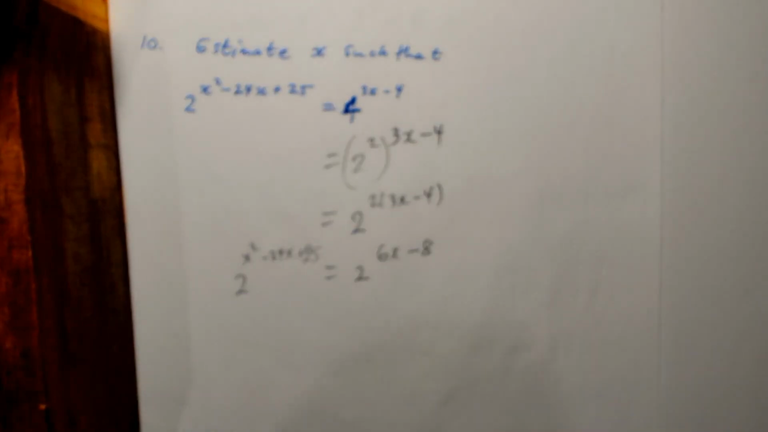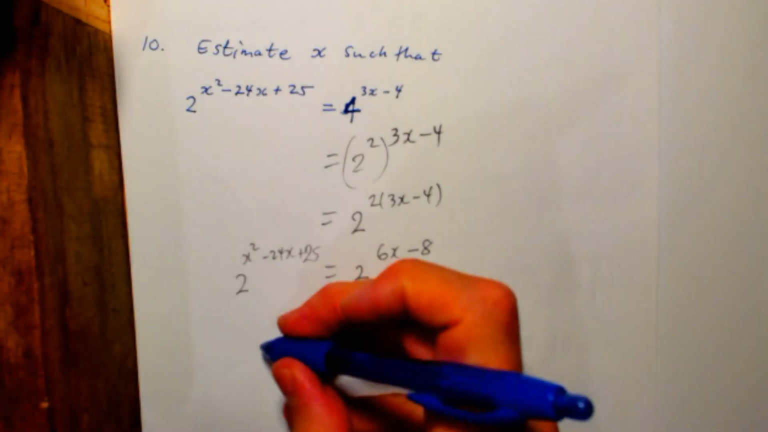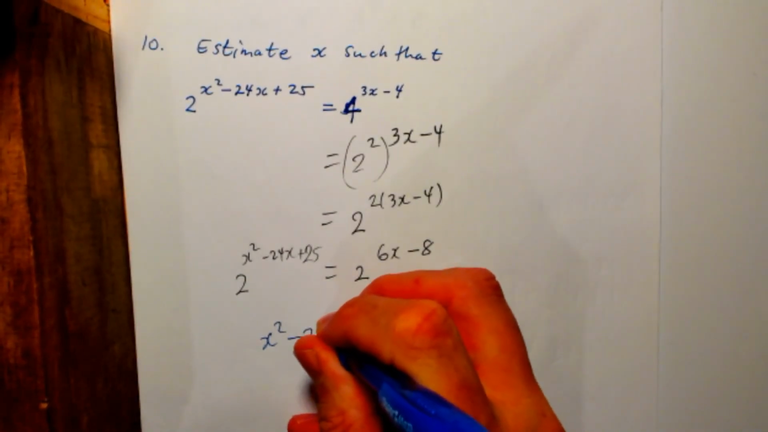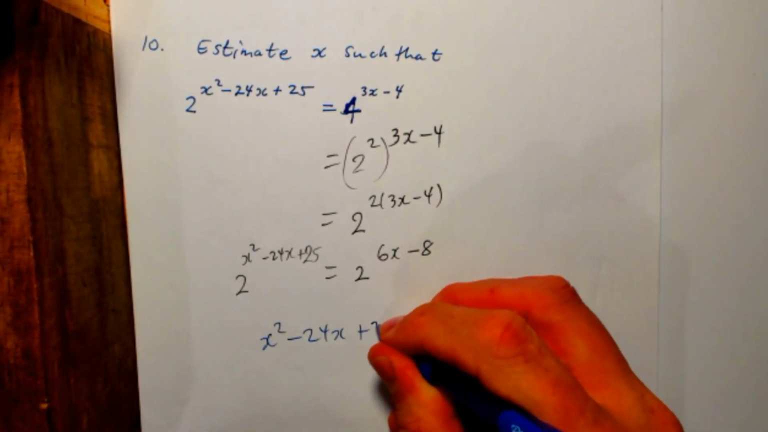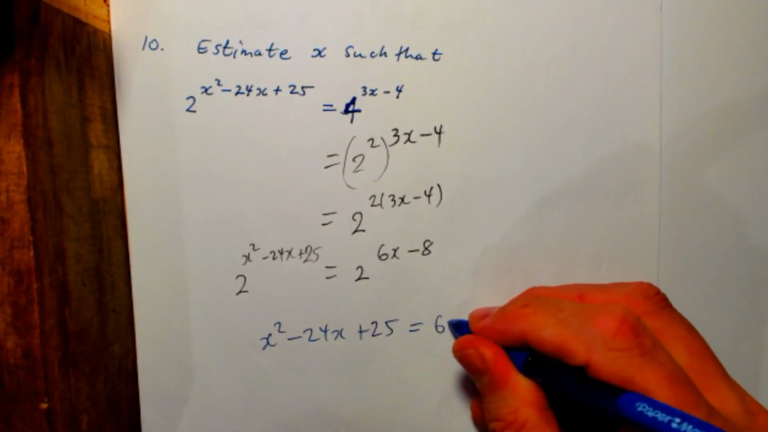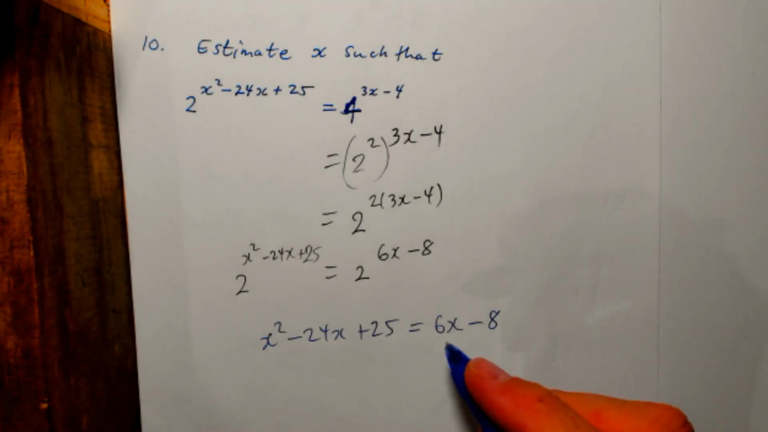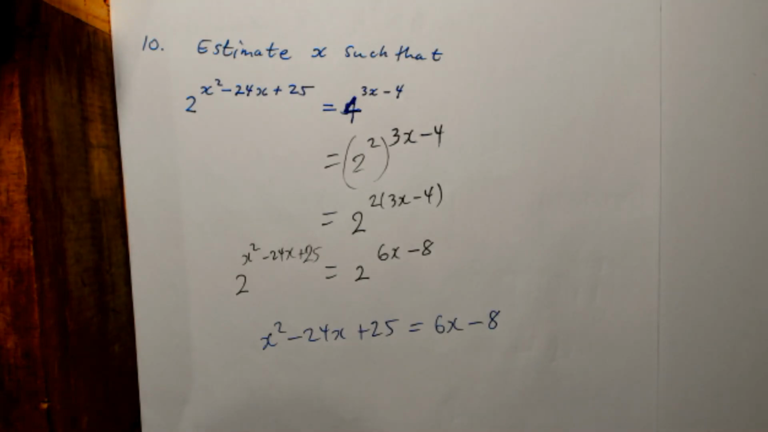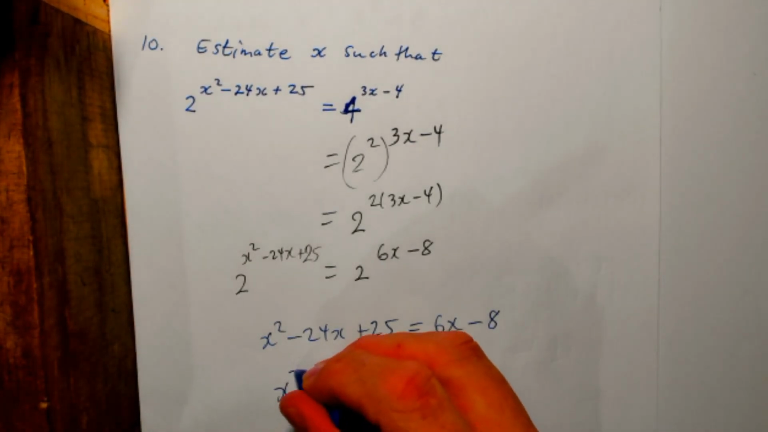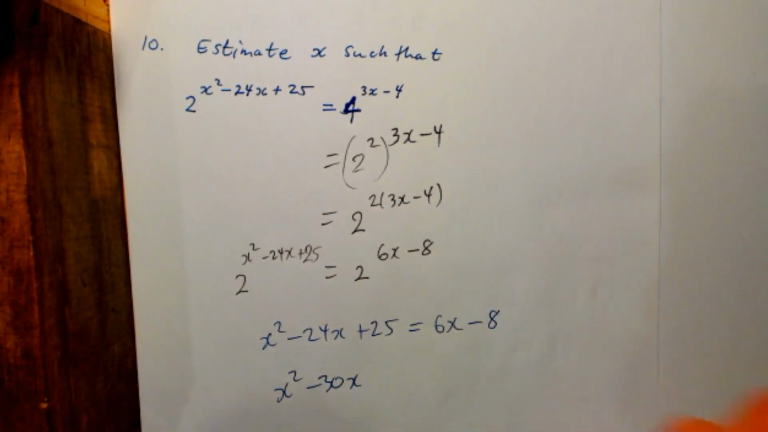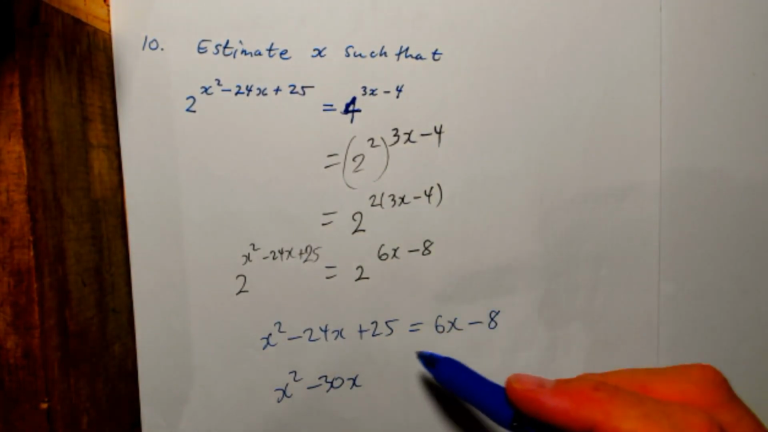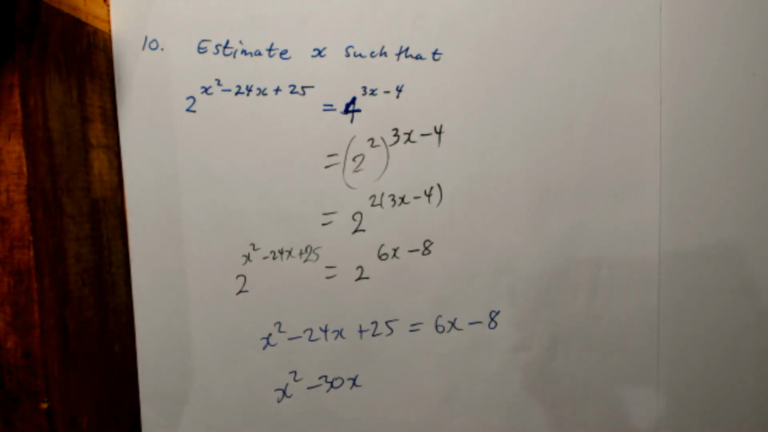So now we can just match these exponents and say x squared minus 24x plus 25 is equal to 6x minus 8. We want to take everything to the left-hand side or the right-hand side. So when we subtract 6x from both sides, we get minus 30x, and then 25 plus 8 is 33.